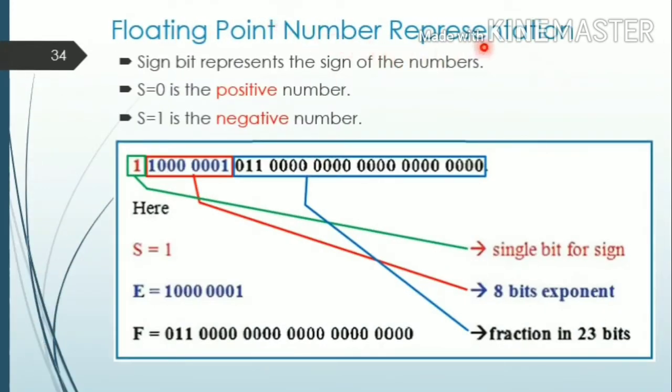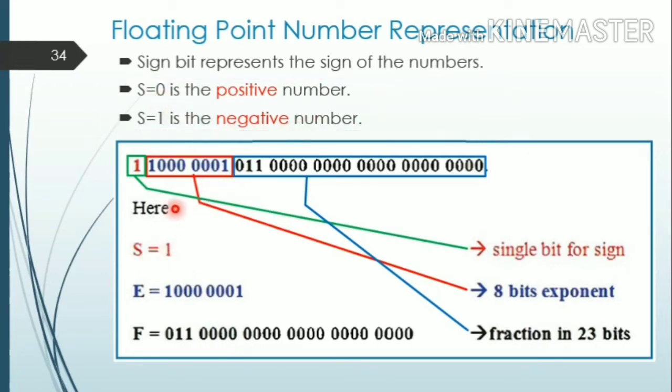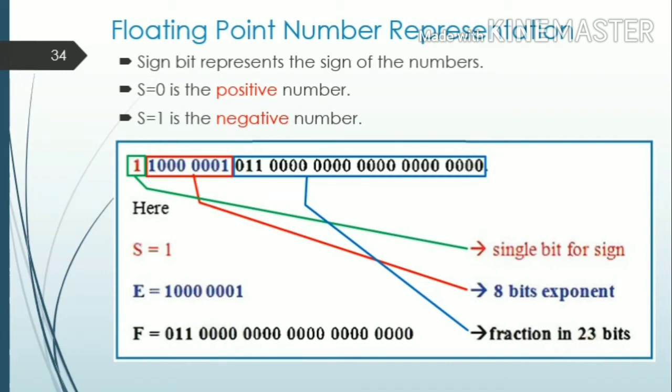Now in floating point number representation, the sign bit represents the sign of the number. Whatever the binary number is, if it is a positive fractional number it is represented by 0, and 1 is for a negative number. You check it out with me here. Here is a single sign bit, that is 1, so it is a negative number, and here the 8 bits are the exponent, and these 23 bits are the fractional part.